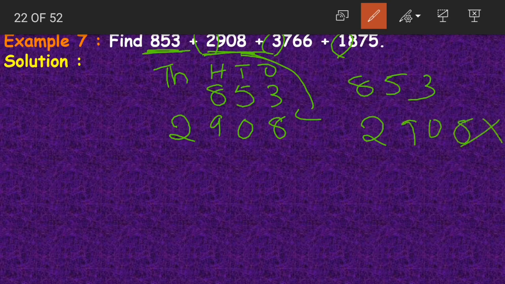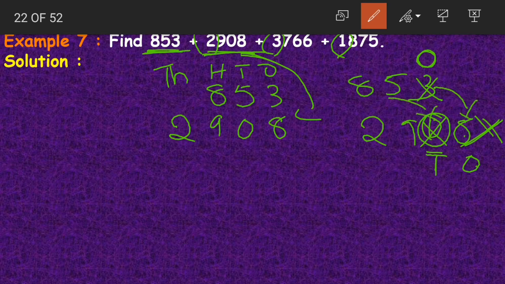This will be wrong, right? 3 here is at the ones place, so this will be the ones place. But here 0 is in the tens place. 8 is in the ones place, 0 is in the tens place. I cannot add ones and tens together here. I should add ones with ones only, tens with tens only. Yes children, that is why I am writing this number from here.